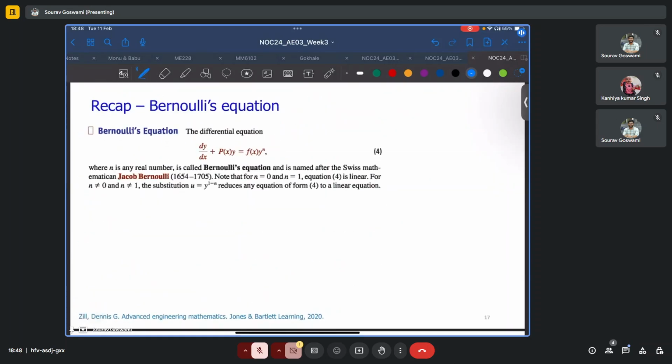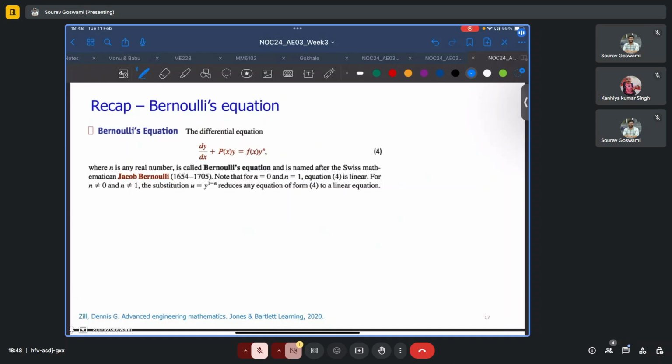The next important type of ordinary differential equation is called Bernoulli's equation. And just like the linear ODE, the Bernoulli equation also has a special form, which is dy/dx plus p of x times y equals f of x times y power n, where n is any real number and here n is the exponent of y. So the RHS f of x is multiplied by, say, y square, y cube, or something similar. This is called Bernoulli's equation.